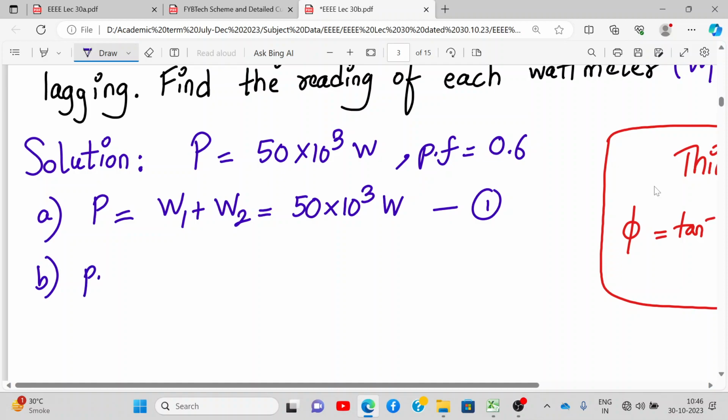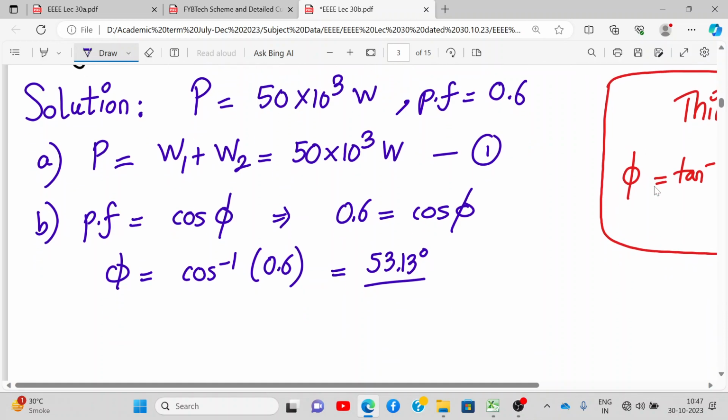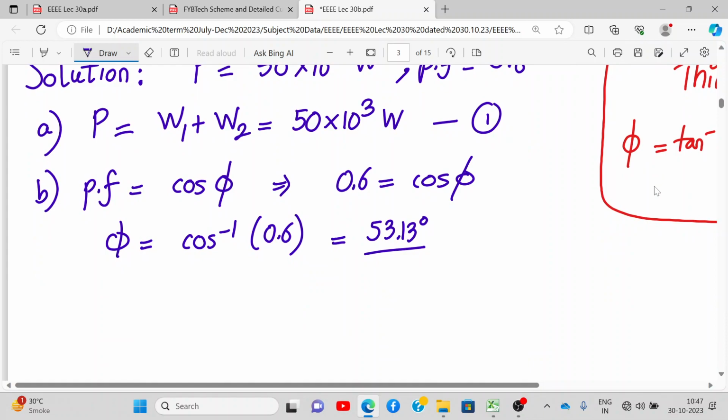Power factor. So power factor is cos phi. That means 0.6 is equal to cos phi. So what will be phi? Cos inverse of 0.6. Calculate how much that is. 53.13. So we got the value of phi. Yeah, please pay attention. Okay. We got W1 plus W2 equal to 50 kilo. We require 1 more equation. So basically we require W1 minus W2.